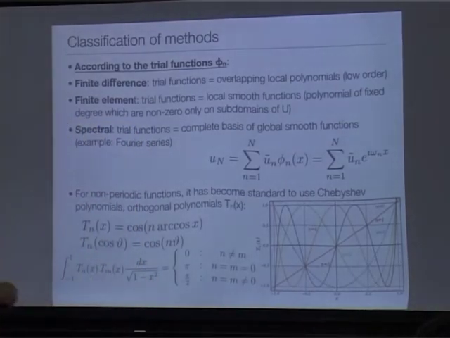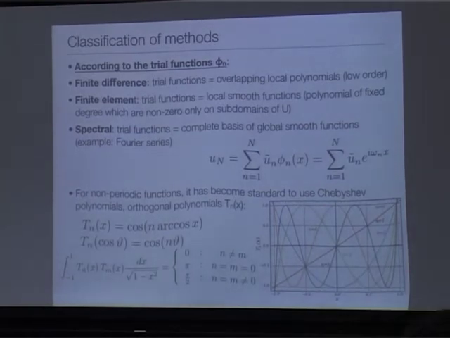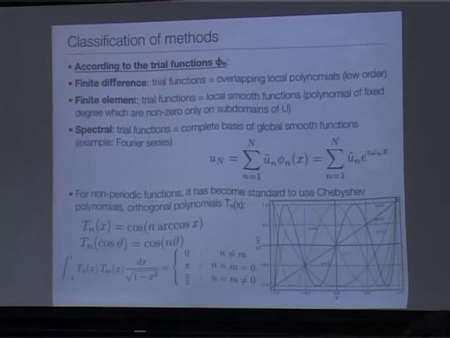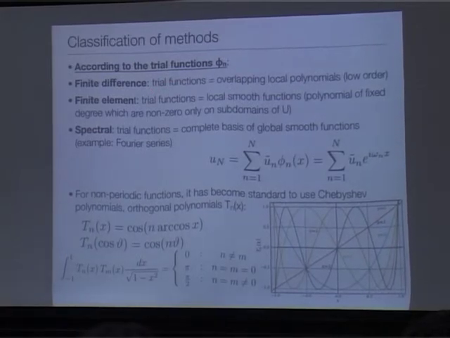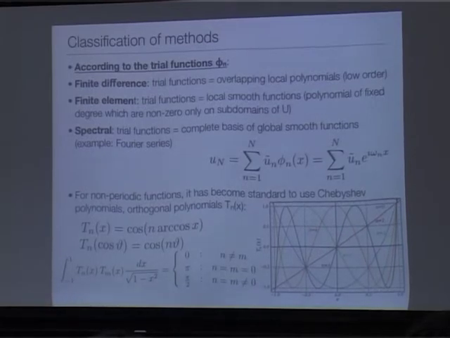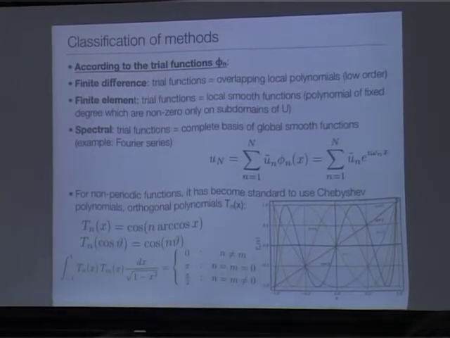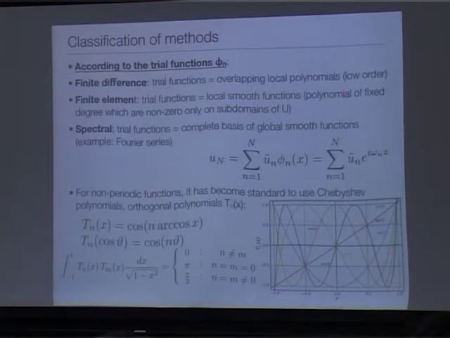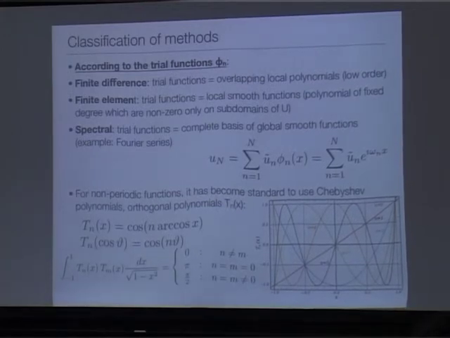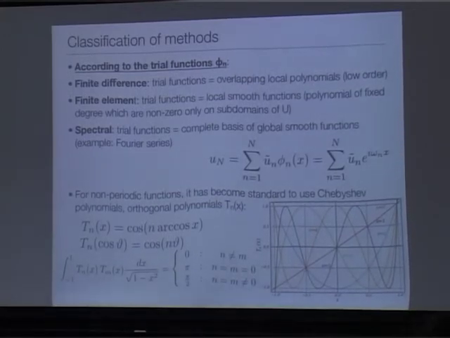And then depending on what kind of functions we choose, we get different methods. For example, finite difference methods are those where the trial functions just correspond to overlapping local polynomials, which we have used to derive our finite difference formulas. Remember, in the second order case, we explicitly derived it from considering a second order polynomial. Now, for fourth order, we would use a fourth order polynomial.